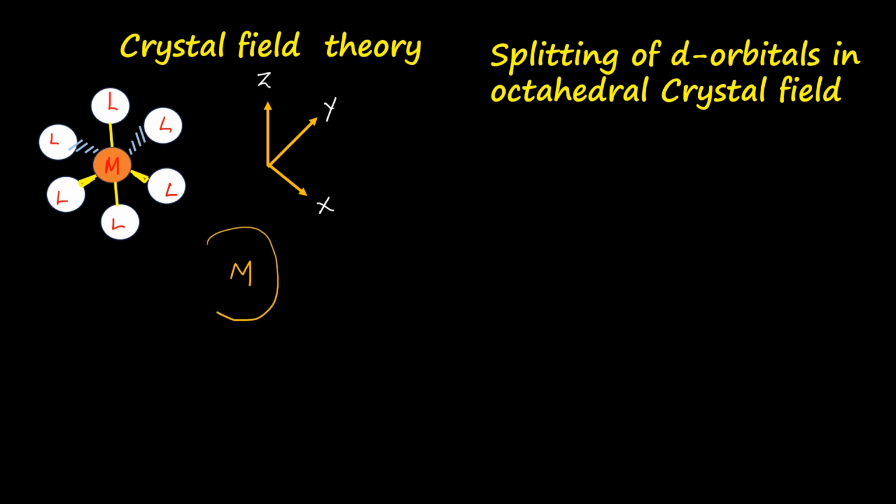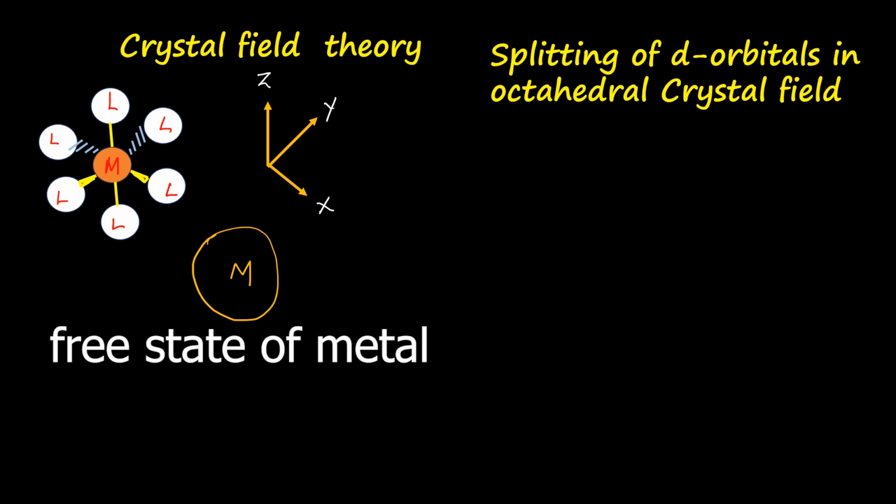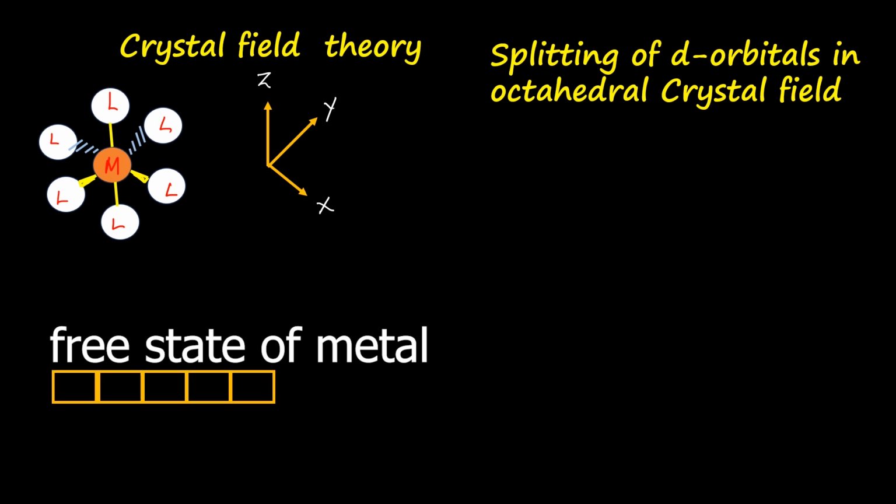That is, the 5 d orbitals have the same energy in all the directions. That is, all the 5 d orbitals are degenerate. It is customary to represent them as 5 boxes. Since their energy is the same, they are at the same level.